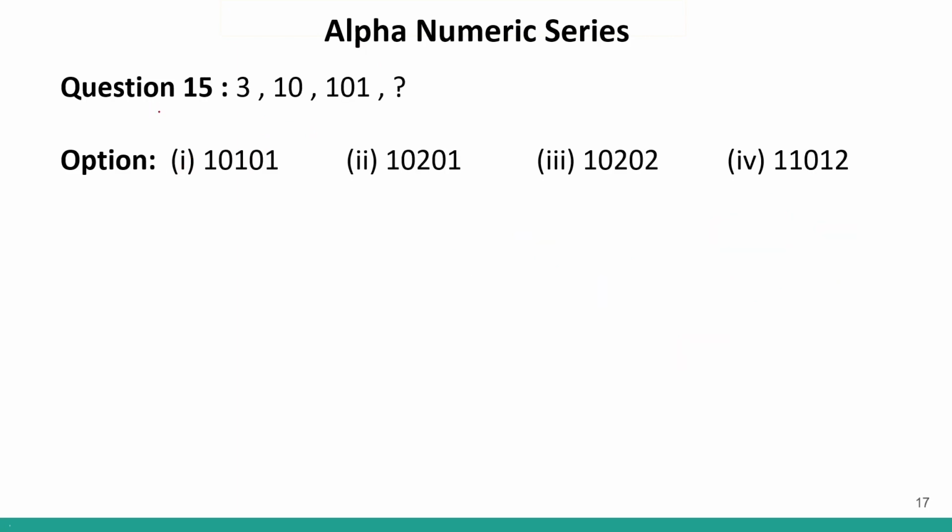Right? Question number 15. 3, 10, 101 and so on. I cannot see a clear relationship between them, but there are huge jumps. Huge jumps, so we assume that we are multiplying. Correct? For 3 and 10, I can see if I square 3 and add 1, I'll get 9 plus 1, that is equal to 10. From 10 to 101, if I square 10 and add 1, it will be 100 plus 1, I'll get 101.